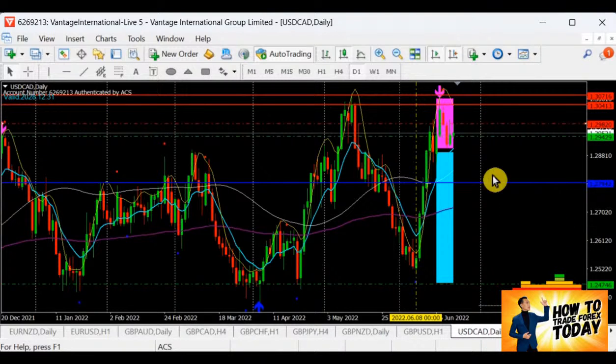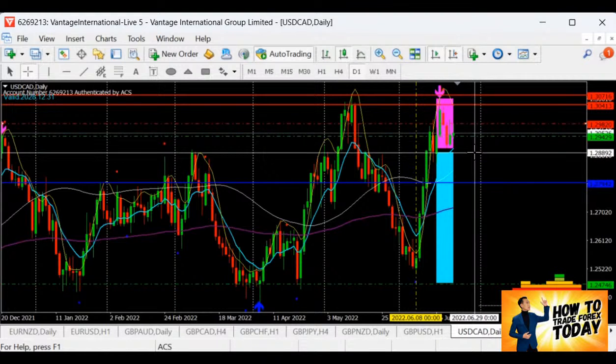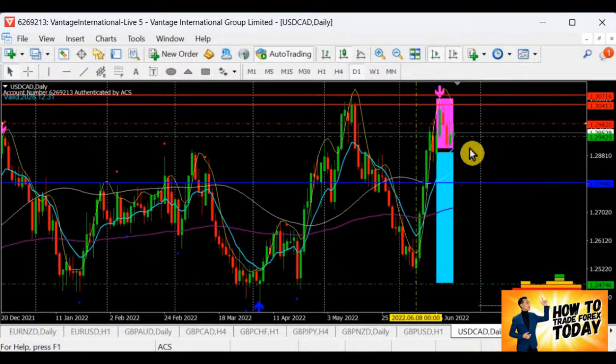Where is the price? The price should be around 1.28892. It should be around there. So anyway, let's move on. I'm not going to put dollar CAD into my selling list for the moment, because I want an 80% winning rate.